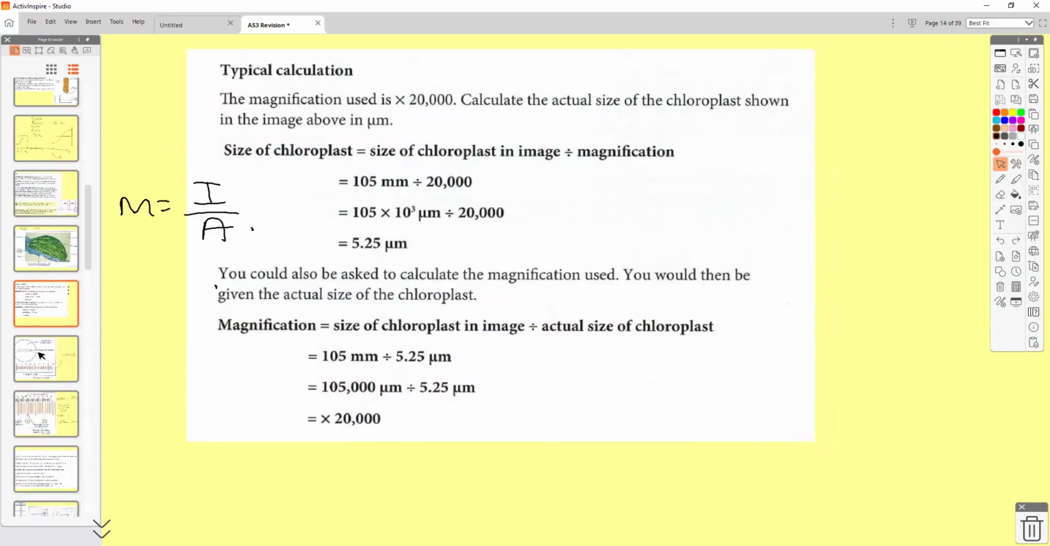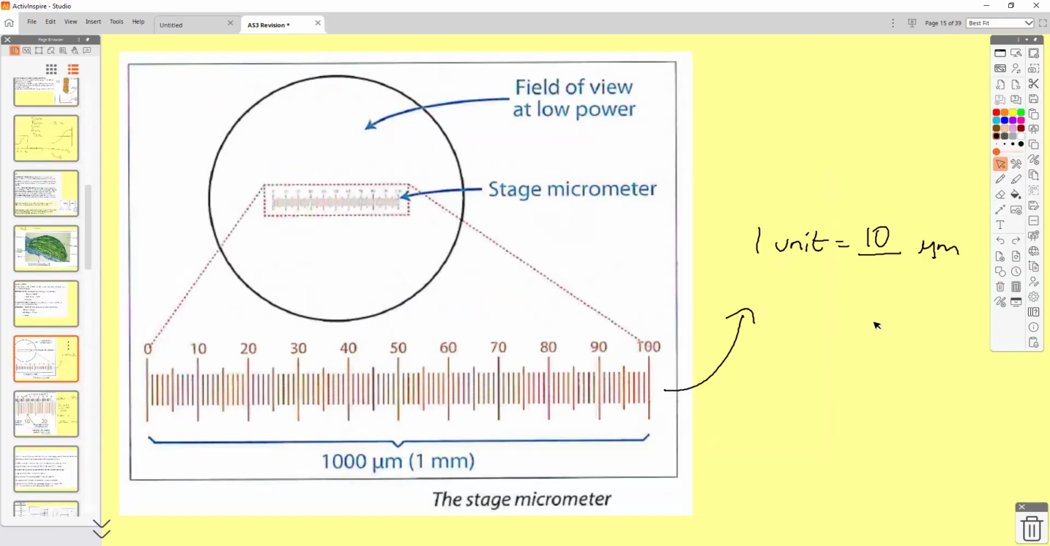The next bit then is going on to your stage micrometer in terms of trying to estimate the size of the length of cells using your microscope. So you place your stage micrometer on the stage and look through your eyepiece lens. You focus in. This is 1 millimeter, and you can see it's 100 little units, or spaces, in between. 1 millimeter is the same as 1,000 micrometers. So one of these units would then be equal to 10 micrometers.